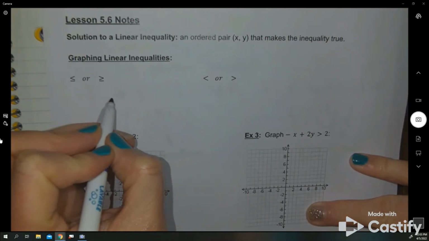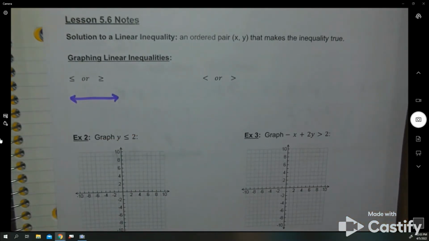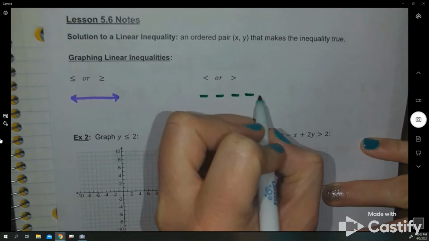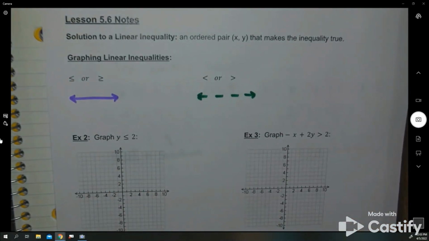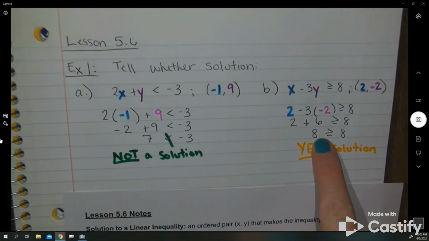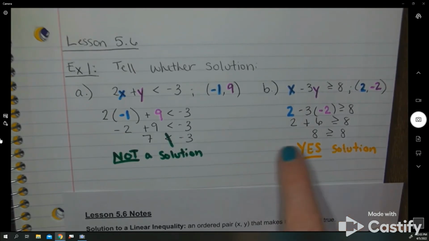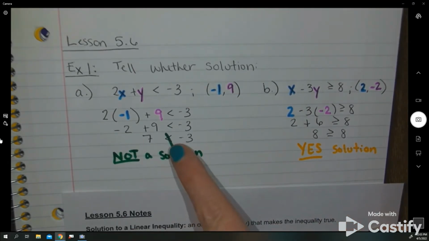So for an or equal to, it's going to be a solid line. Okay, so anything on that line would be included, much like the closed circle when we were doing our number line graphs. And when we have just less than or just greater than, we will have a dashed line because if it falls on the line, it's not a solution. So for example, this 8 would fall on the line, it's a solution because it's or equal to. This negative 1, 9, if it was on the line, would not be a solution because it's a dashed line.